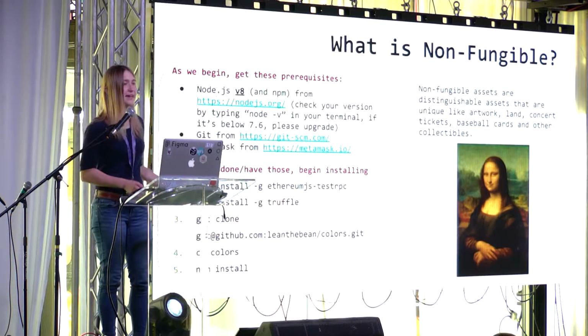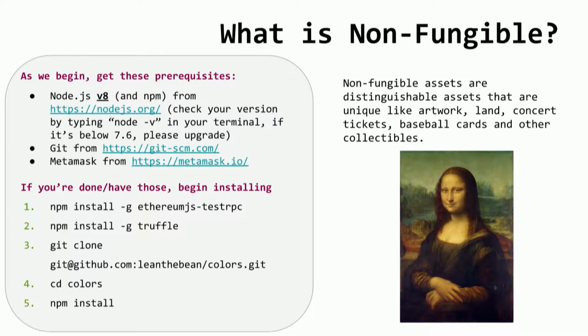So now that we know what that means, what exactly is non-fungible? Non-fungible are basically assets that are distinguishable. Think artwork, or land, or concert tickets, or baseball cards. For example, not all land costs the same. Land in Manhattan is much more expensive than somewhere else. Same with concert tickets. Beyonce concert tickets might be more expensive than something else. Artwork, there are many paintings in the world, but not all of them cost the same.